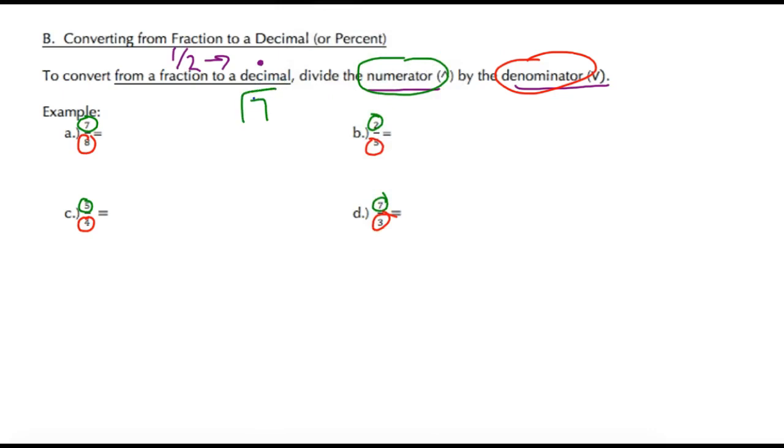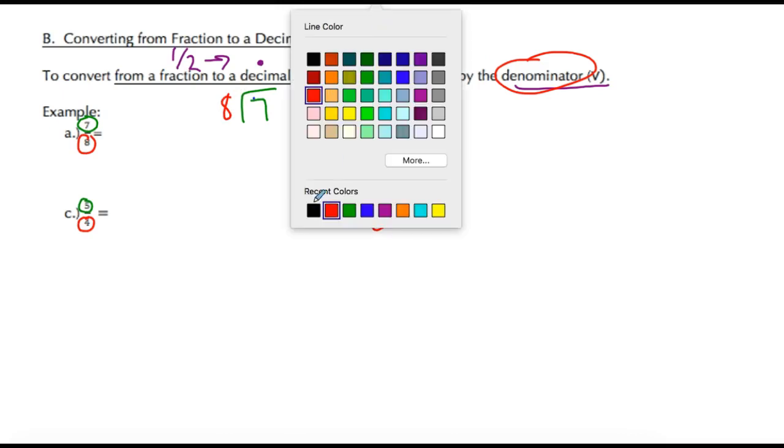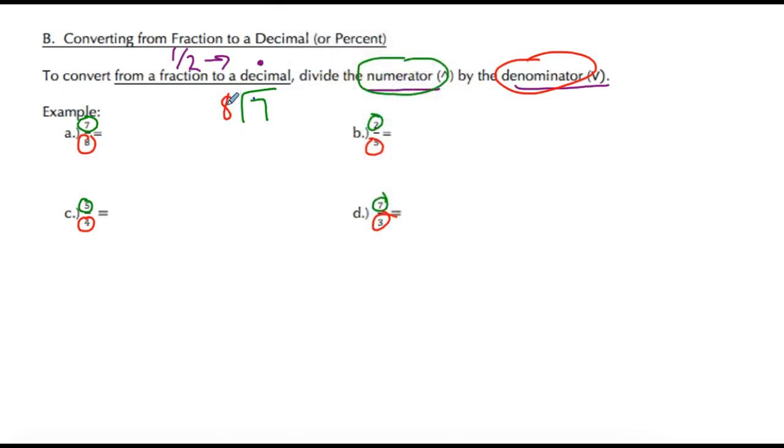7 divided by the denominator, 8. So when we want to do this, we're going to look and say 8 goes into 7. Well, 8 goes into 7 0 times. So I put my 0, I add my decimal point in both places, and I add a 0. 8 goes into 70 8 times, minus my 64, and I would get 6. 8 doesn't go into 6, so I need to add another 0. 8 goes into 60 7 times.